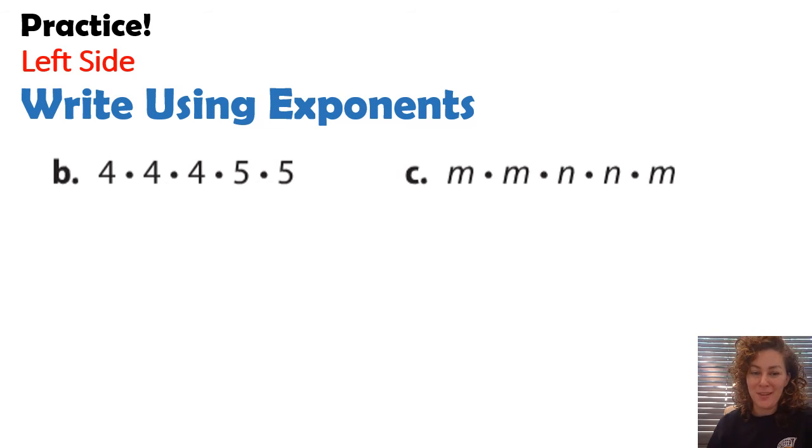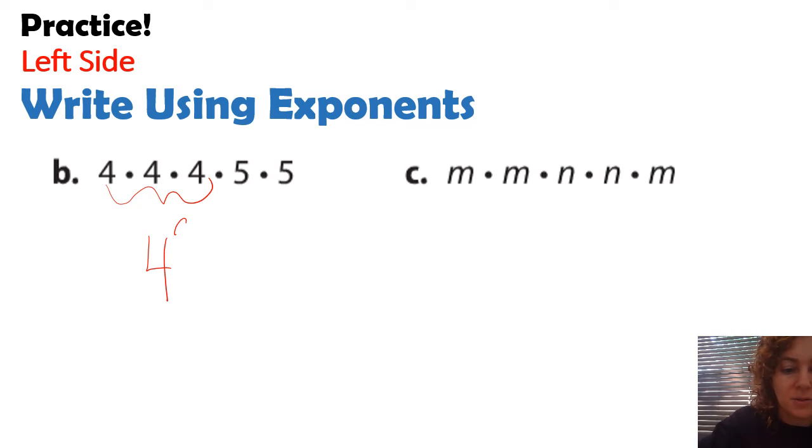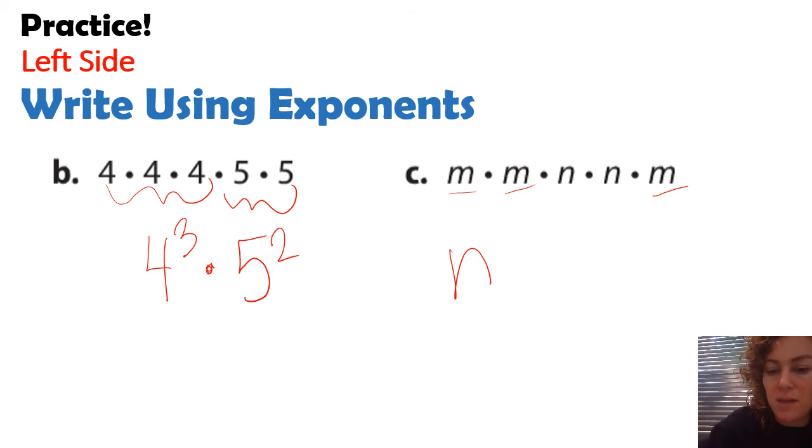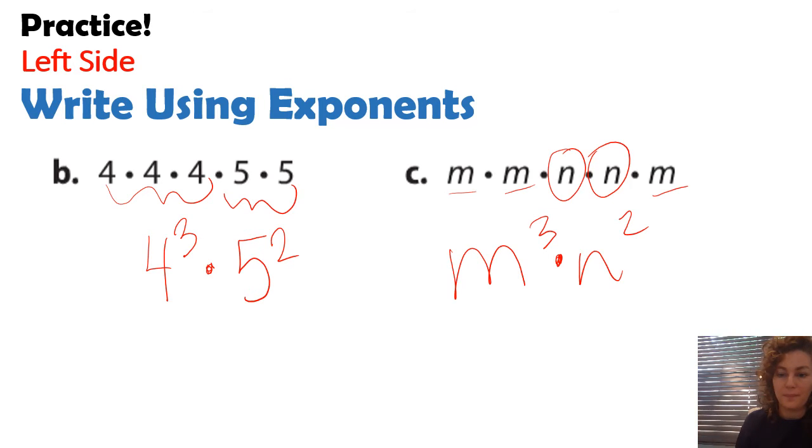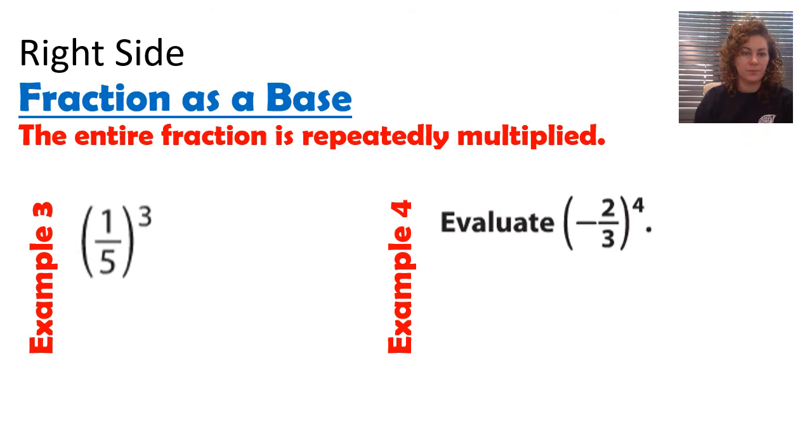Okay, now I'm going to go over the answers. All right, so 4 is my first base. It's repeatedly multiplied 3 times. 5 is my second base. It's repeatedly multiplied 2 times. Okay, M is repeatedly multiplied 3 times. N is repeatedly multiplied 2 times. Okay. All right, I'm going to move on.